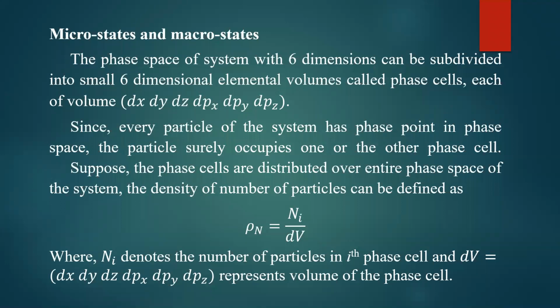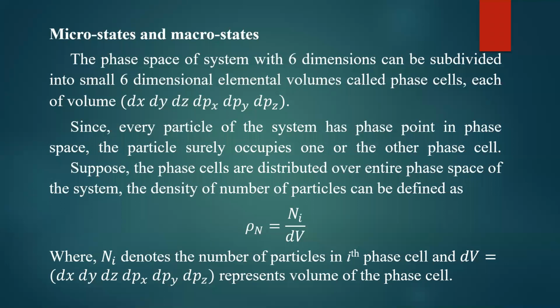Remember, a phase cell is the smallest volume in the phase space. In a coordinate system, the smallest volume is called a phase cell. That phase cell can be occupied by certain particles of the system, or the state of the system can be identified by knowing the position of the system in that particular phase cell. By knowing which phase cell it is in, we can identify the state of the system.